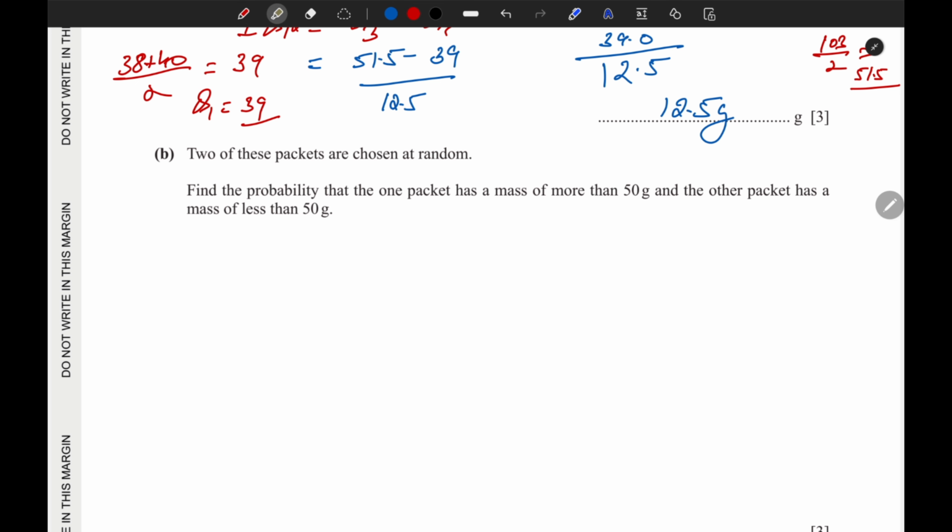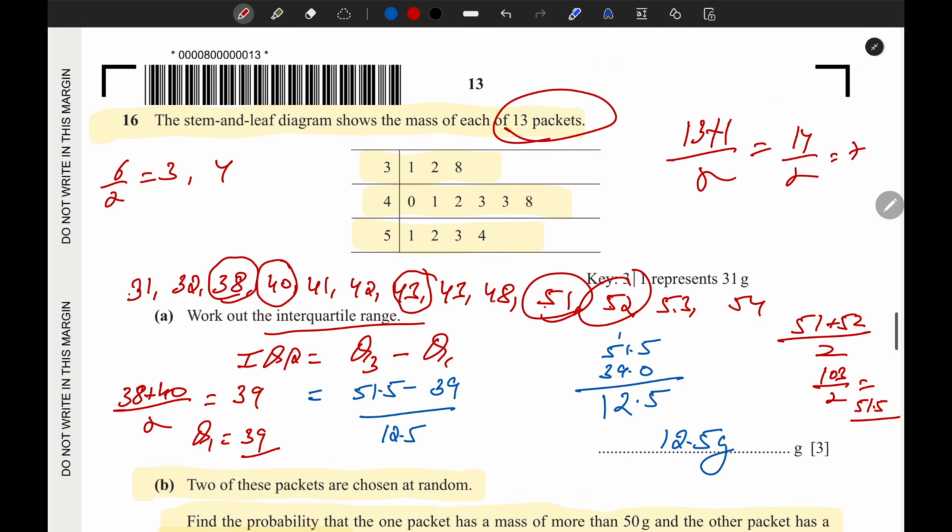Now, B part. 2 of these packets are chosen at random. I think this is a probability question. Find the probability that one packet has a mass of more than 50 grams and the other packet has a mass of less than 50 grams. See for this, more than 50 is 1, 2, 3, 4. And less than 50 will be 1, 2, 3, 4, 5, 6, 7, 8, 9. So less than 50 is 9. More than 50 is 4.